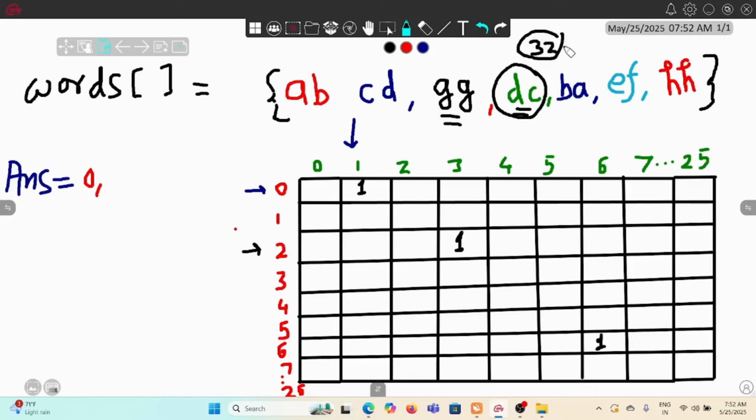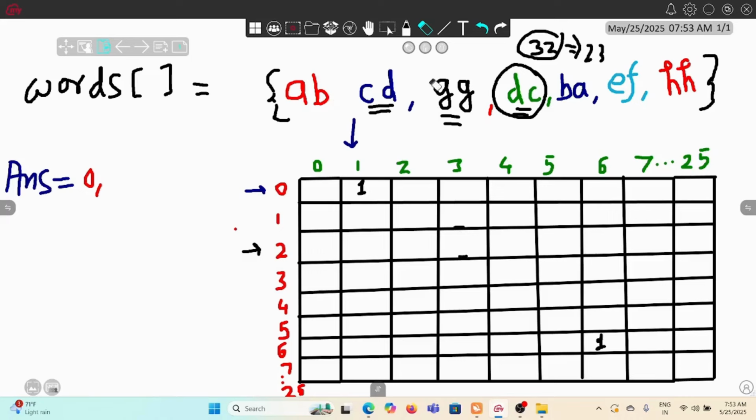So we will check the opposite of 3, 2, which would be 2, 3, correct? We will check whether there is already some frequency at 2, 3. So we come here, this is 2 and this is 3. Yes, there is already one frequency equal to 1. That means an equal and opposite string has already occurred, because DC is there. That means we have already found a CD here. So we will decrease this frequency by 1, and it would become 0.